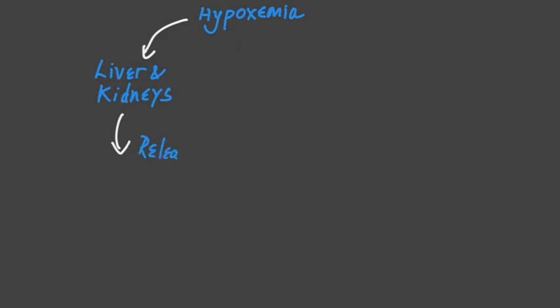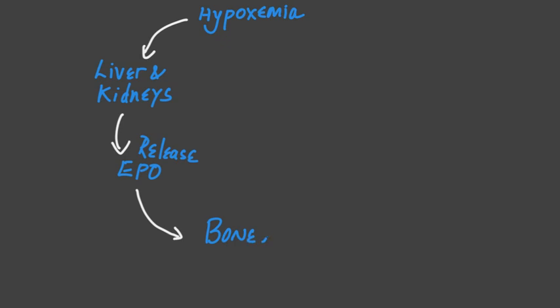How is the rate of erythropoiesis regulated? Or how does the body know when to make red blood cells? The body knows when there is hypoxemia. When you run out of oxygen, the levels of oxygen in blood go down, and this is sensed by the liver and the kidneys. They are activated to produce a hormone called EPO, or erythropoietin. This is the protein that increases the rate of erythropoiesis.